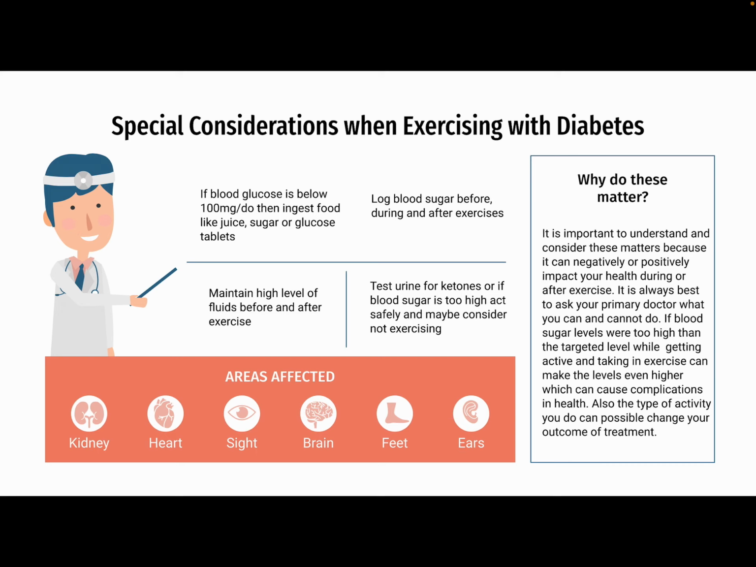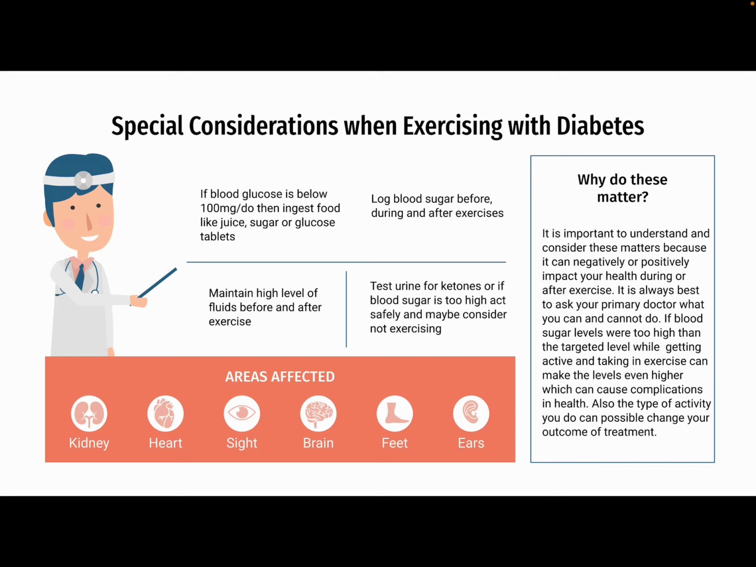Maintaining a high level of fluids before and after exercise is important, even if you don't have diabetes. And then, of course, test your urine for ketones. If the blood sugar is too high, act safely and maybe consider not exercising.